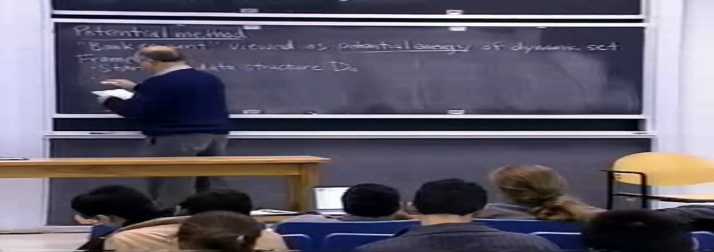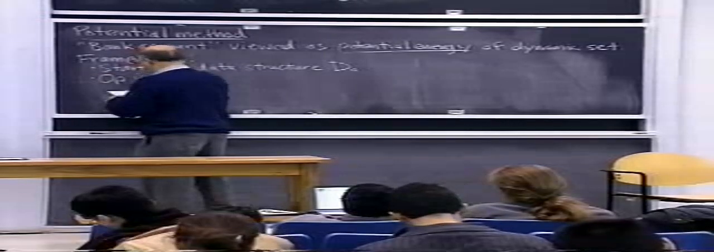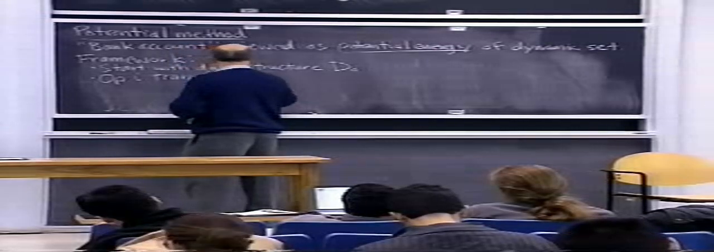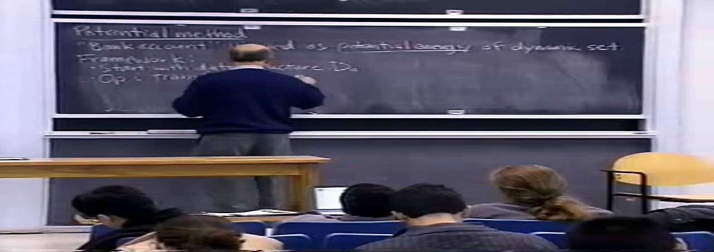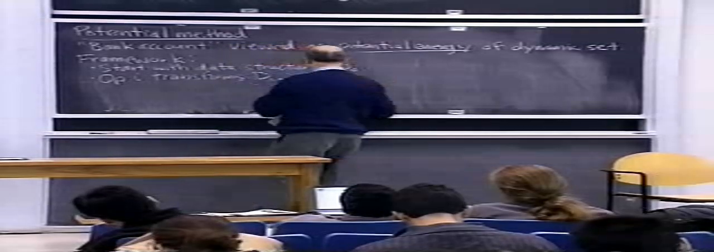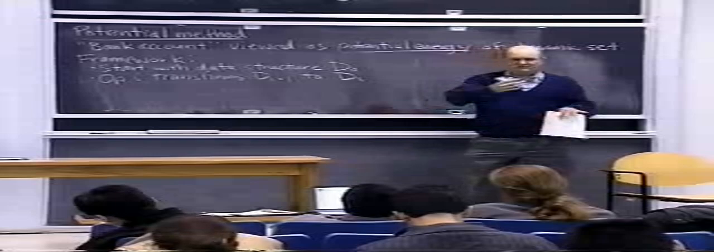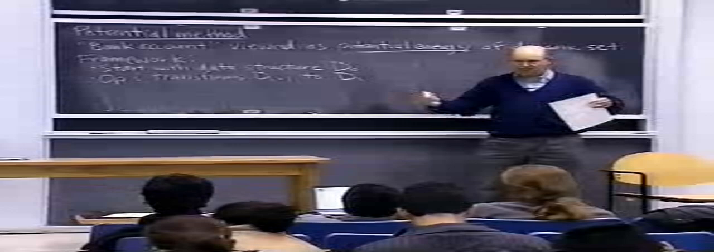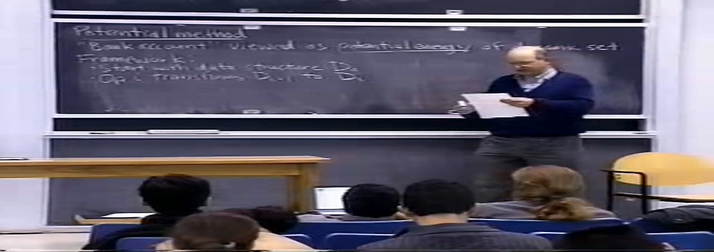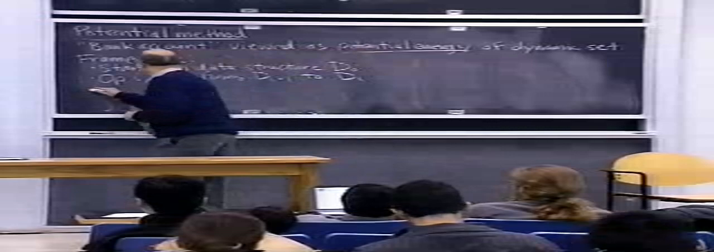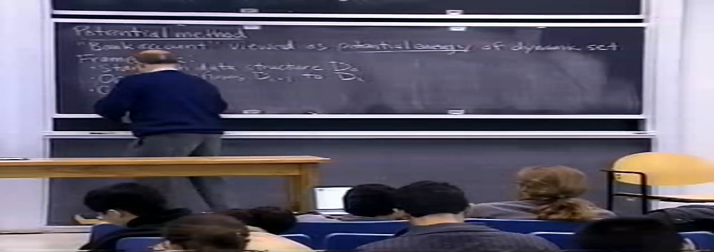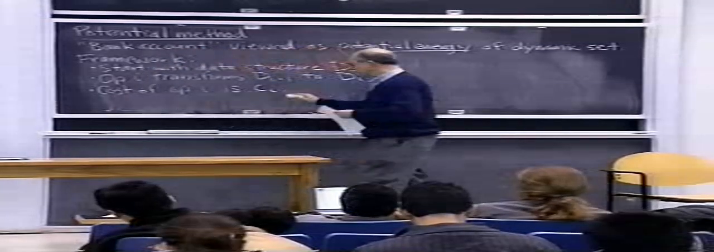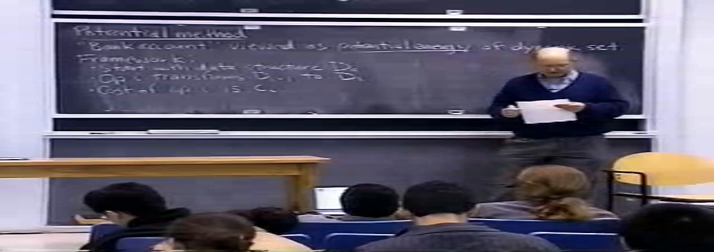Okay, and now operation i transforms di minus 1 into di. So the ith operation you can view as a mapping. It takes the data structure and transforms it into a new data structure by whatever that particular operation does. And the cost of operation i is c sub i, just as before. Okay, the true cost.